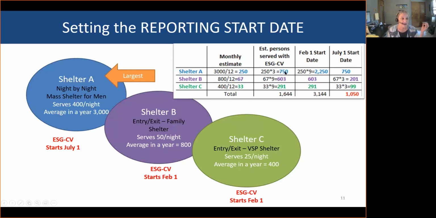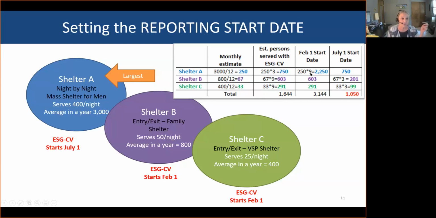We're estimating that in a 3-month period, 750 different people would be served. Same thing with B. We got 67 on the monthly, 603 as total being served with COVID funds. C, here's the monthly, 291 served with COVID funds. Add all these people up, and the estimated number of people that you served in emergency shelter with ESG-CV during this period would be 1,644.